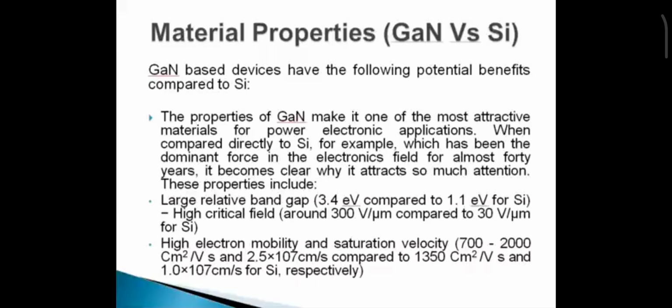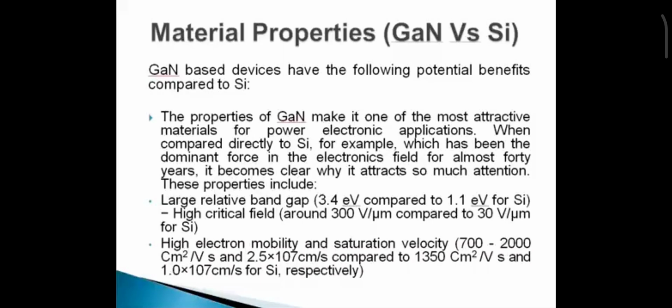These properties include a large band gap, 3.4 electron volt compared to 1.1 electron volt for silicon. High critical field, around 300 volt per micrometer compared to 30 volt per micrometer in the case of silicon. High electron mobility and saturation velocity: about 700 to 2000 centimeter square per volt second and 2.5 times 10 raised to power 7 centimeter per second, compared to 1350 centimeter square per volt second and 1.0 times 10 raised to power 7 centimeter per second for silicon.